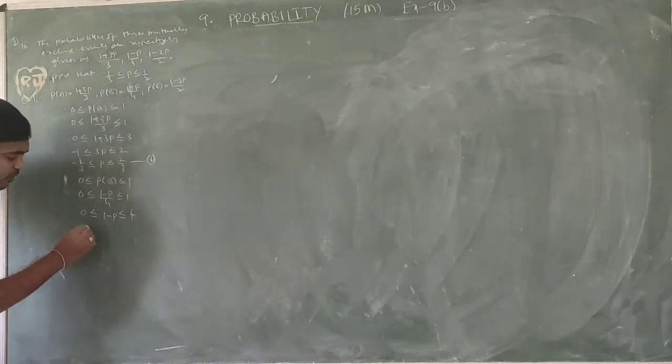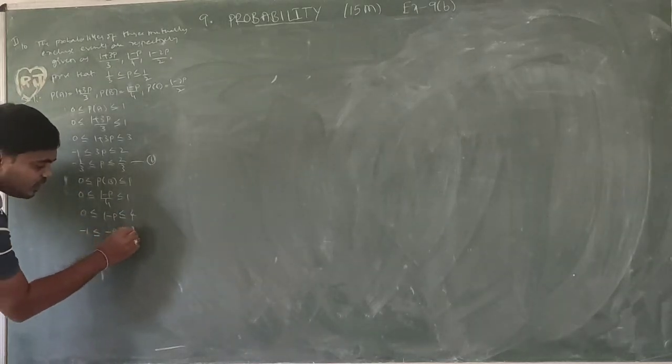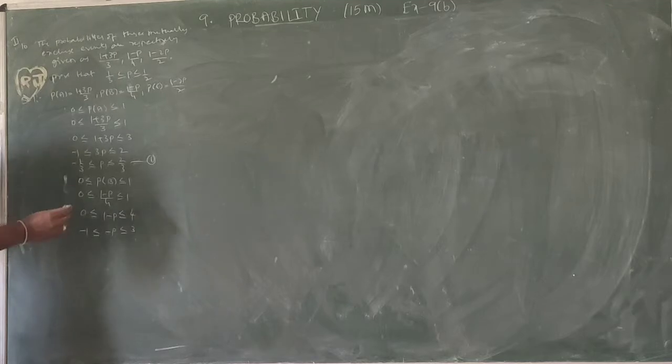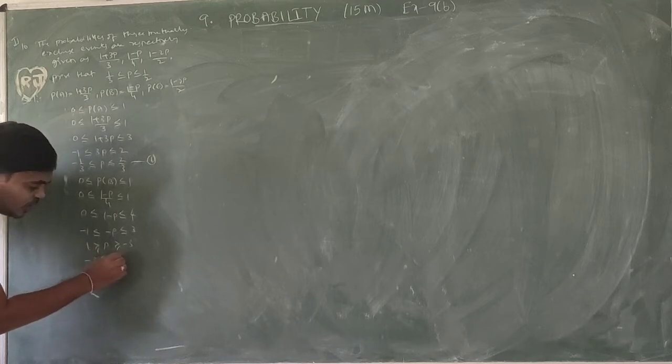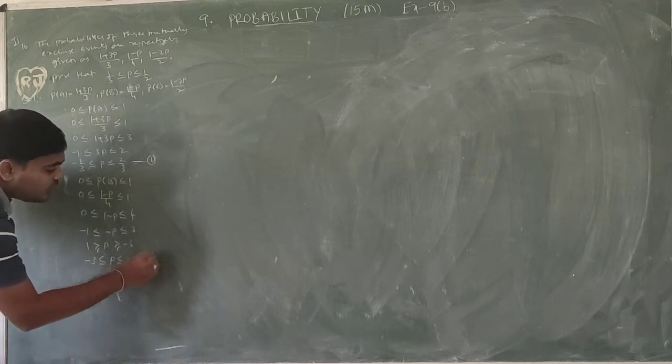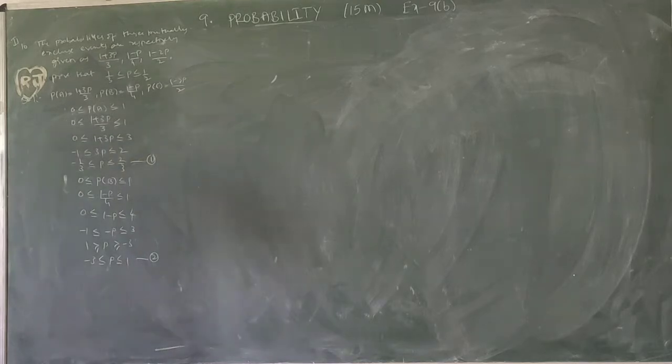Subtracting 1: −1 ≤ −p ≤ 3. Multiply with −1: the inequality reverses, 1 ≥ p ≥ −3. In order, −3 ≤ p ≤ 1. So this is equation number 2.